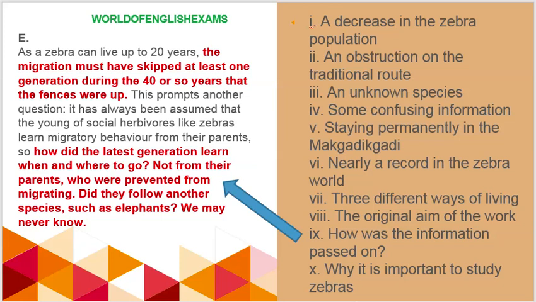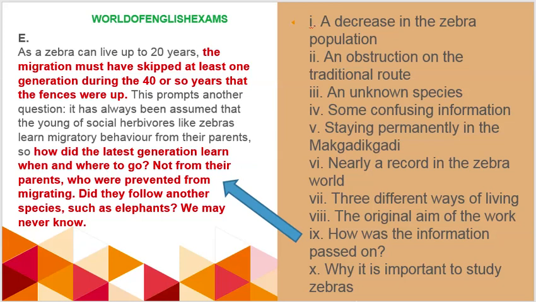Okay, let's continue. This prompts another question. It has always been assumed that the young of social herbivores like zebras learn migratory behavior from their parents. Obviously, the young ones are going to learn whatever behavioral pattern it is from their parents, isn't it? So, how did the latest generation learn when and where to go? Obviously, the parents did not teach them because the fences stopped them from migrating. Not from their parents, who were prevented from migrating because of the fences.